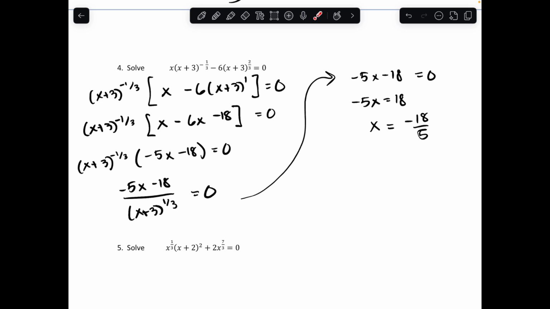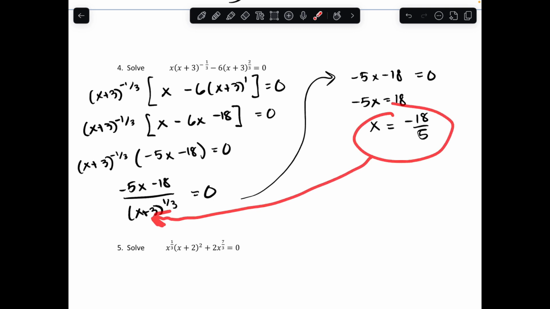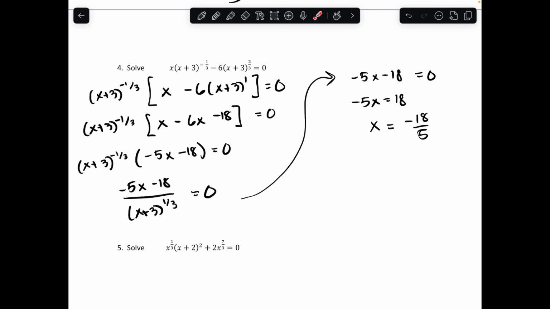One thing that's slightly different, however, is that this is not a 1/2 exponent. It is a 1/3 exponent, which means that this is a cube root. A cube root can allow for negative numbers. So, as long as this thing doesn't make this turn into 0, we're good to go. Negative 18 divided by 5 plus 3 is not going to give us 0, and so this really is a solution. Okay, so let's move on down to our last problem.